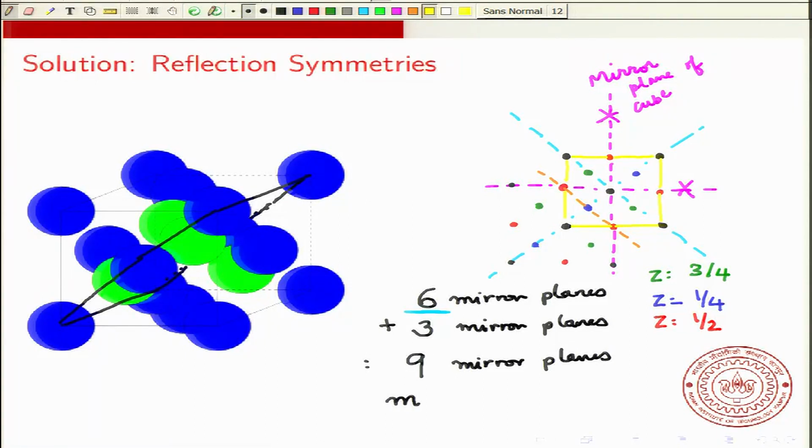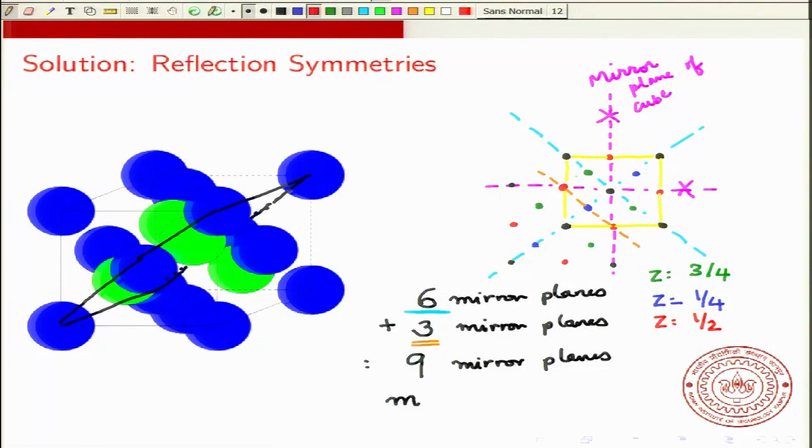Now, what is also important to note here is the following. There is a little subtlety. If you take this mirror plane which I have shown in orange, this is in the xy plane, so there should be one in the yz and one in the xz plane. So, you will get 3 more mirror planes. So that gives a total of 9 mirror planes, and in fact the diamond lattice has 9 mirror planes, but there is a little subtlety here, and that is the following.